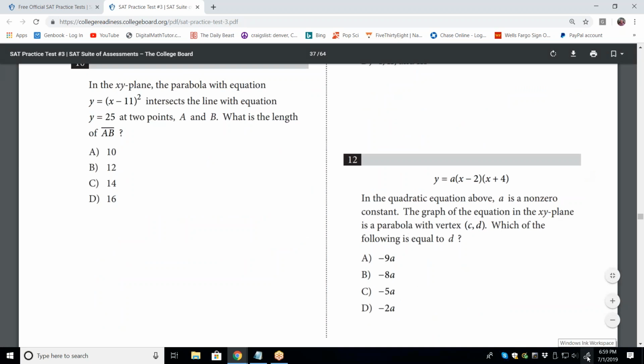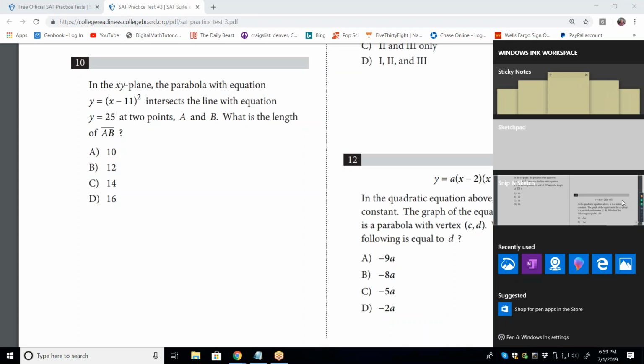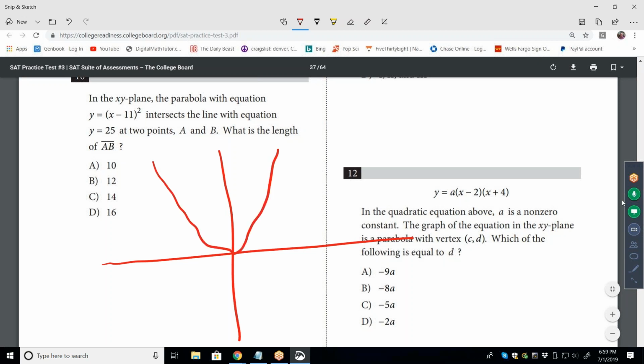Let's look at number 10, just because we only have a minute or two left. I'll go ahead and put up my drawing thing here. So 10 tells you that you have a parabola whose equation is x minus 11 squared. Okay? Now, we know what parabolas look like, right? If it said y equal x squared, it would be this. It would be the vertex at the origin, and it would look like a normal parabola.